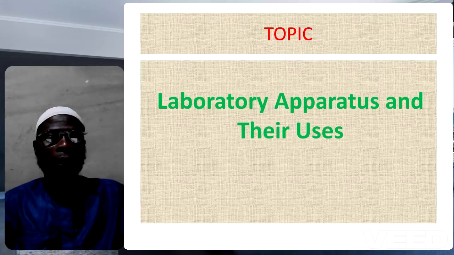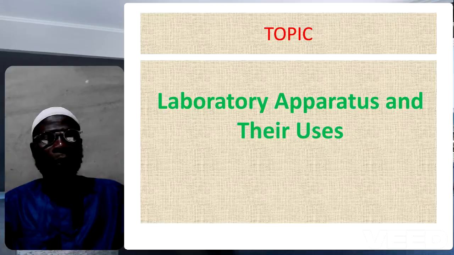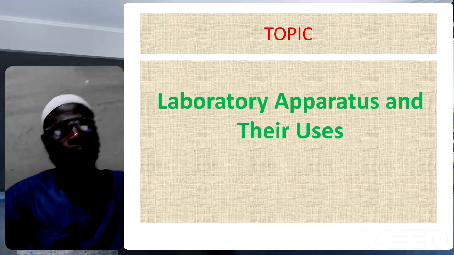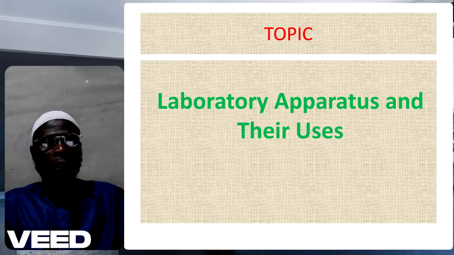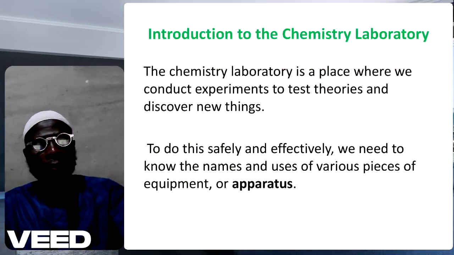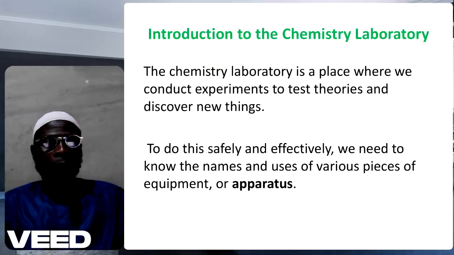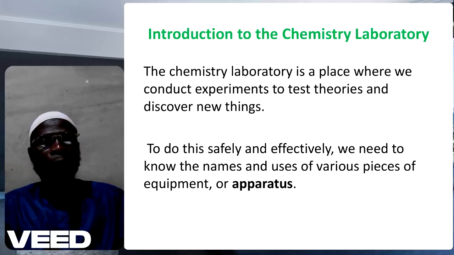So if you forget the last class, our scientific method, it is where they carry out and perform experiments. The place where they perform these experiments is what we call a laboratory. And chemistry, as a science subject, has to do with practicals. So the place where we carry out these practicals is known as the laboratory. The chemistry laboratory is a place where we conduct experiments to test theory and discover new things.